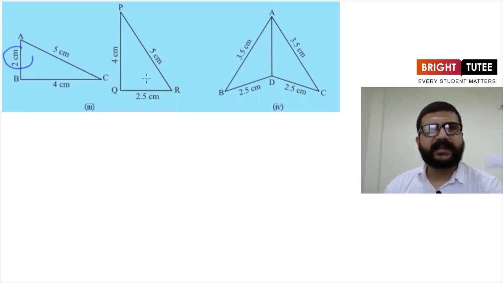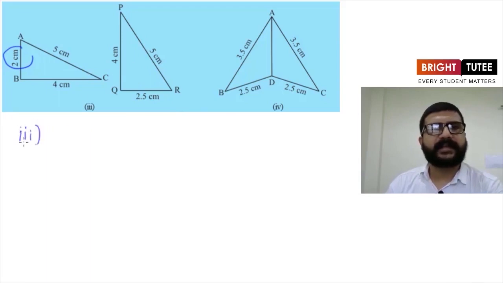Now in the second triangle there is no side having the length as 2 centimeters. So we can say that all the three sides of first triangle are not correspondingly equal to the three sides of the second triangle. So it means these two triangles are not congruent. So for the third one we can directly say not congruent.